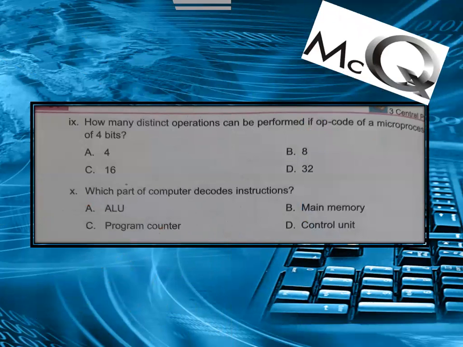How many distinct operations can be performed if the opcode of a microprocessor is 4 bits? 4, 8, 16, and 32. Then, which part of the computer decodes instructions? ALU, main memory, program counter, and control unit. So it's the control unit. How many distinct operations can be performed if the opcode of a microprocessor is 4 bits? It should be 16. 16 instructions can be performed.